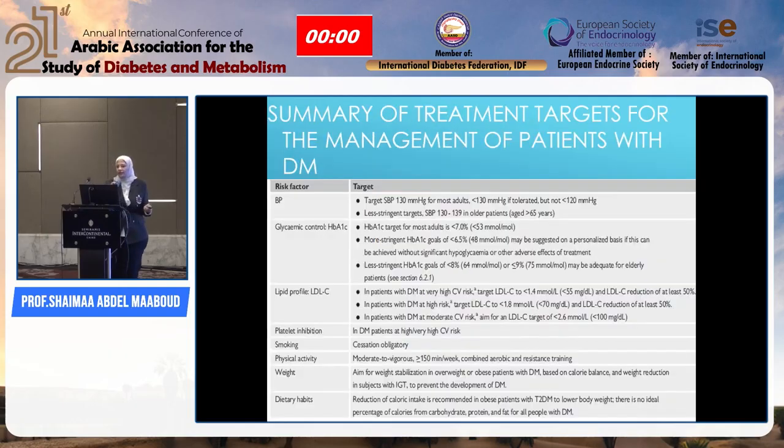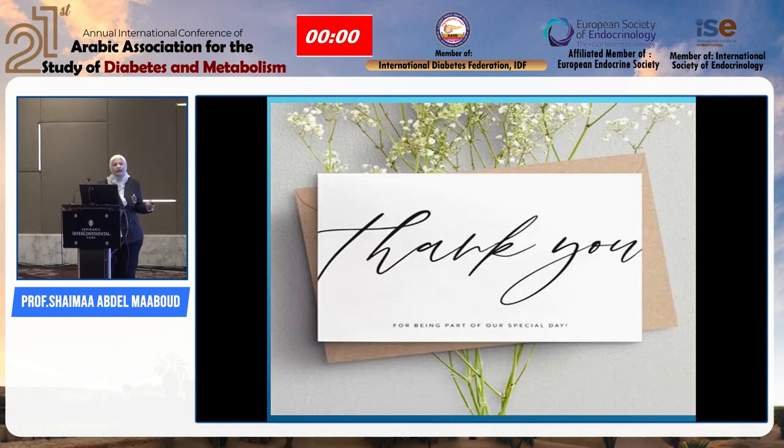Summary of the treatment targets for the management of the patient with diabetes mellitus: blood pressure control, glycemic control by HbA1c, lipid profile by LDL cholesterol, platelet inhibition, smoking, and lifestyle modification by weight and dietary habits are very important. I hope it is very brief and very simple, and thank you.